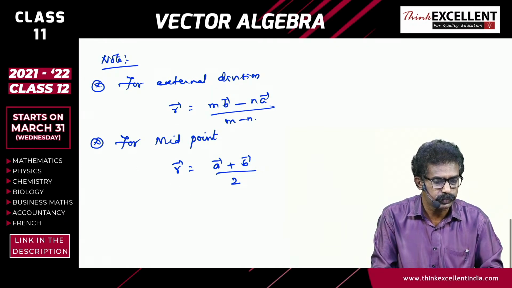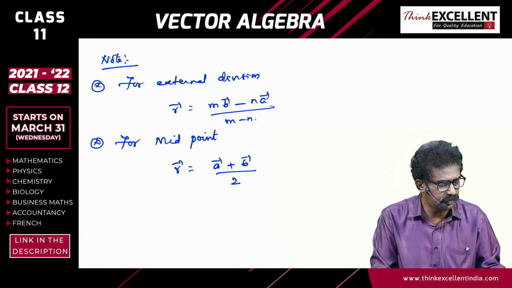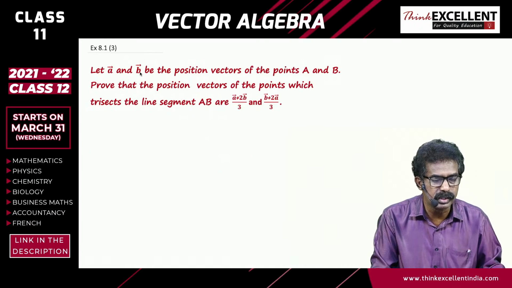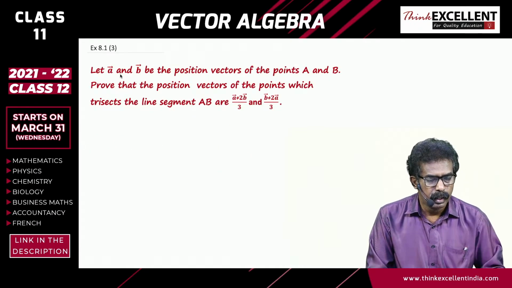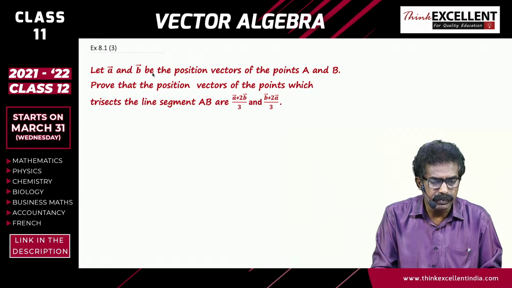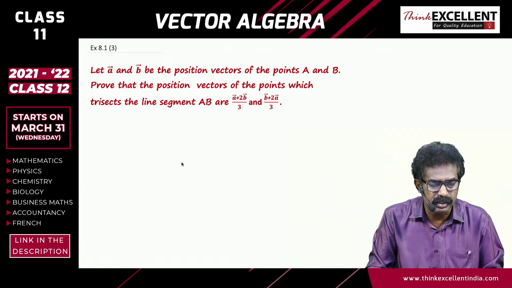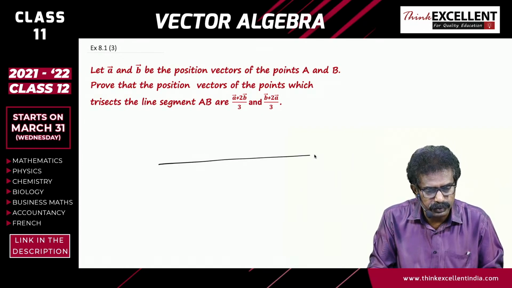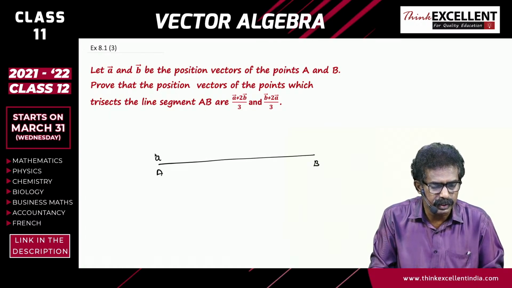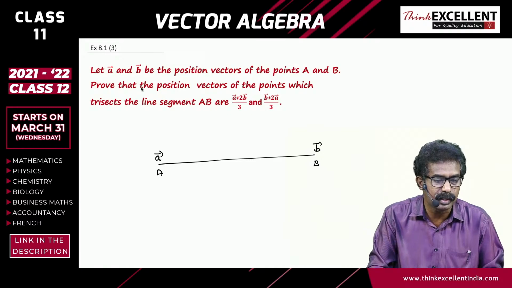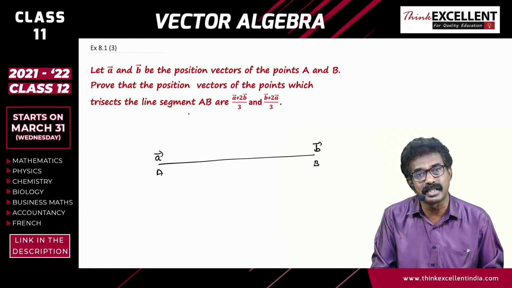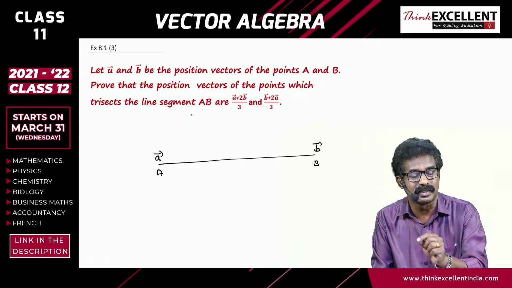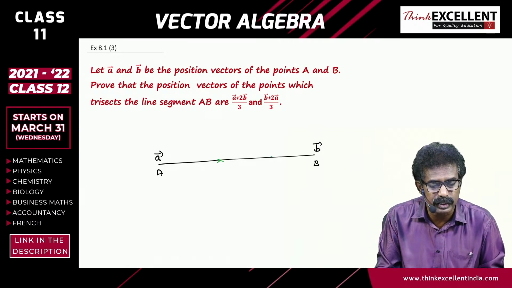Okay. So with this idea, first we are going to do a few questions. Look at this question. A vector and B vector are the position vectors of the points A and B. Say this is A and this is B. So A position vector A vector, B position vector B vector. Prove that the position vectors of the points of trisection, 10th ல படிச்சிருக்கோம்ல, points of trisection, ரெண்டு இடத்துல கட் பண்ணா you get three equal parts.